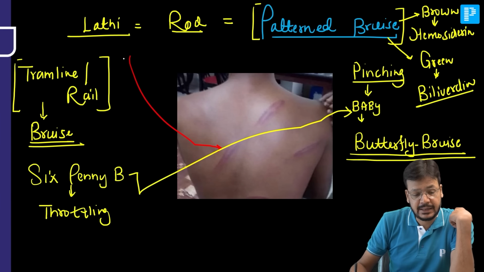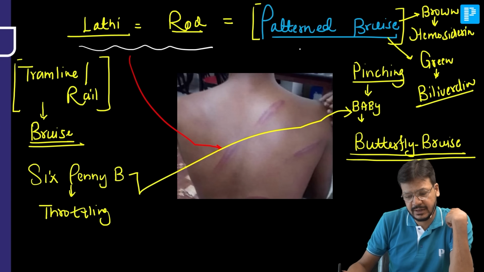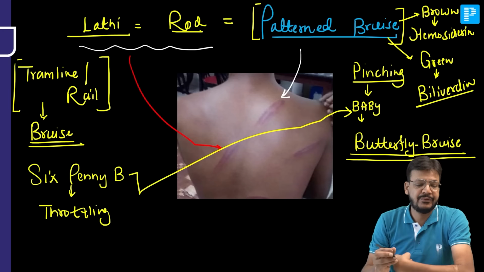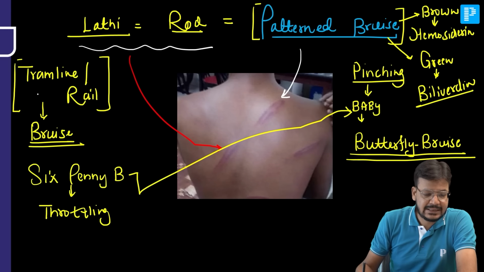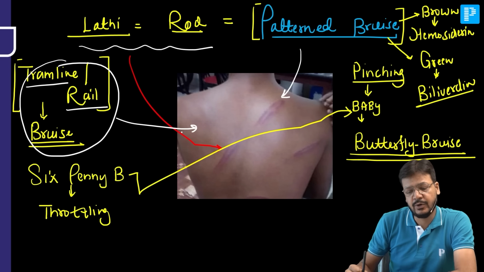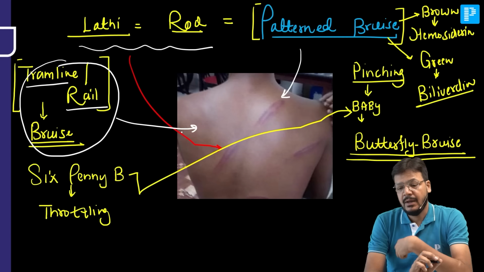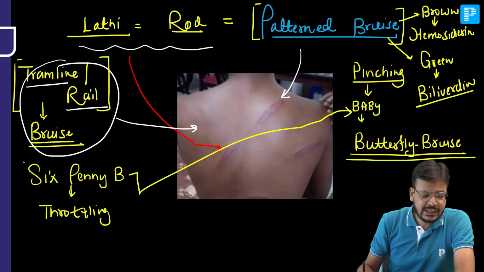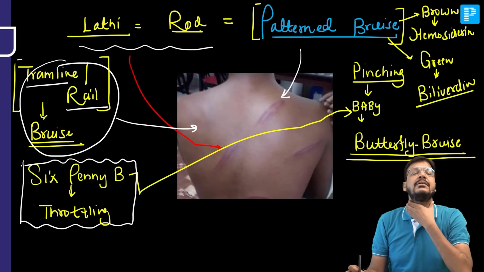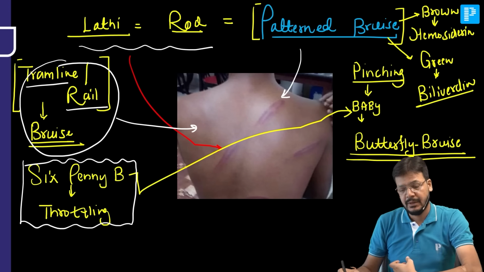Now, sir, by lathi or rod, very important question comes in exam. By lathi or rod, we have patterned bruise. My dear friend, it is also known as tram line or railway line bruise. It's a pattern bruise. Friends, 6 penny bruise are coin-shaped bruise that is seen in throttling. This is also a pattern bruise.